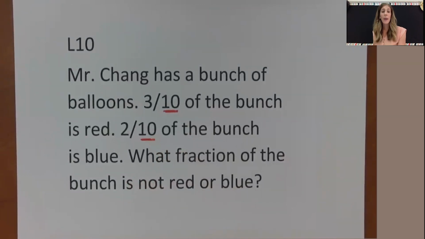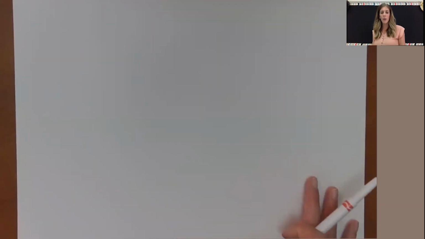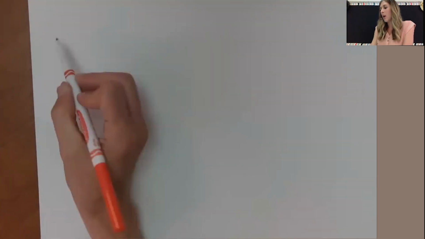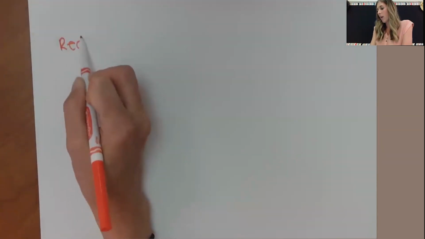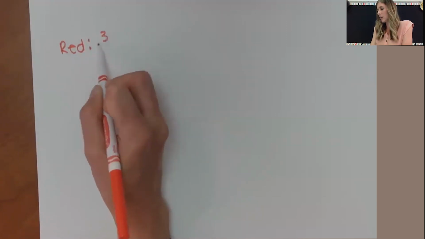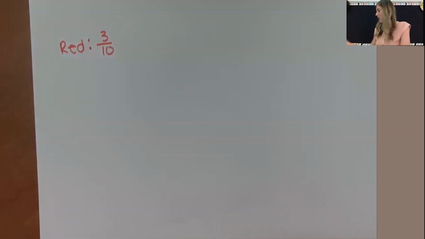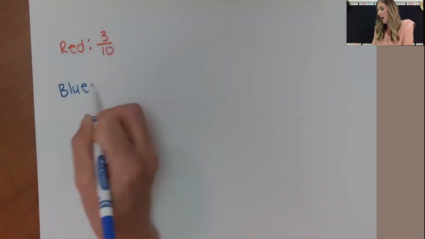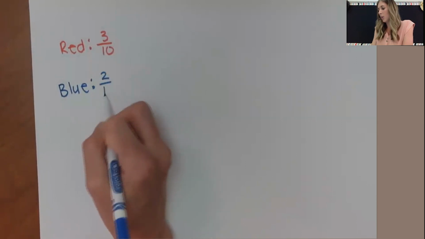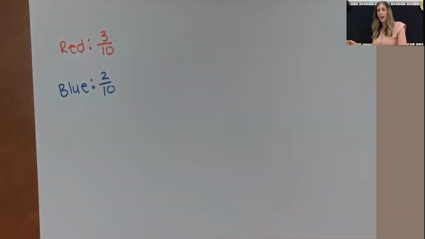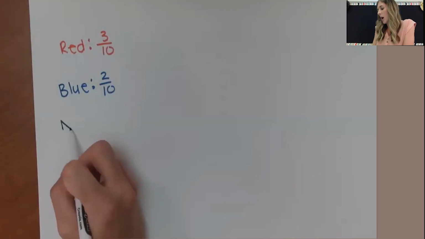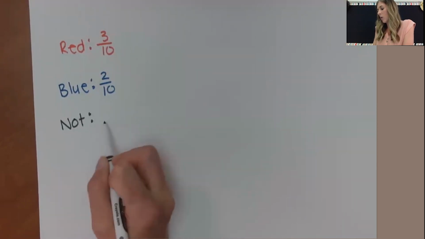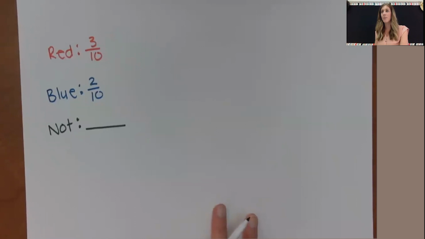So let's draw a picture to help us really visualize what we're doing here. So on your paper, let's pull out that important information. We know that 3/10 of the balloons are red. We know that 2/10 of the balloons are blue. And so how many are not red or blue? We don't really know yet.